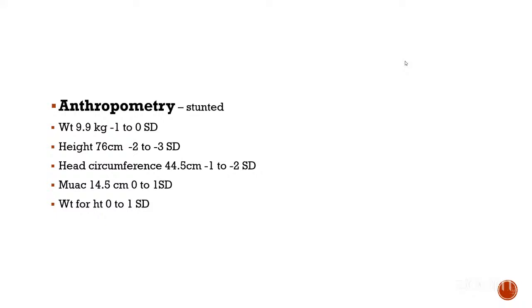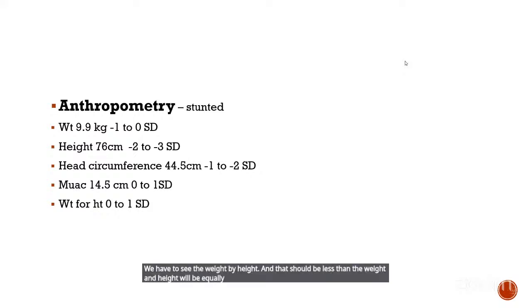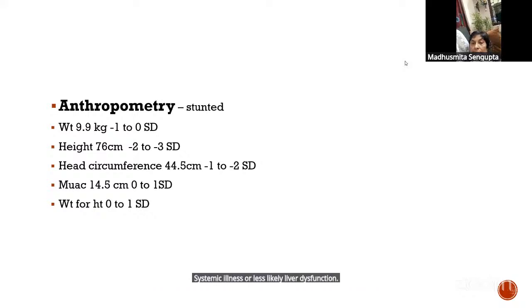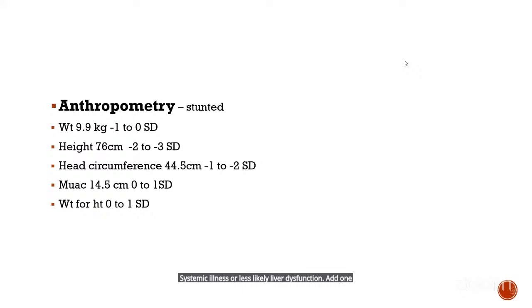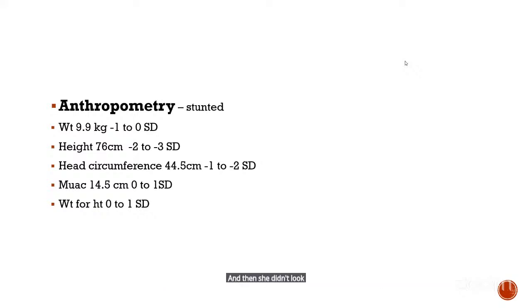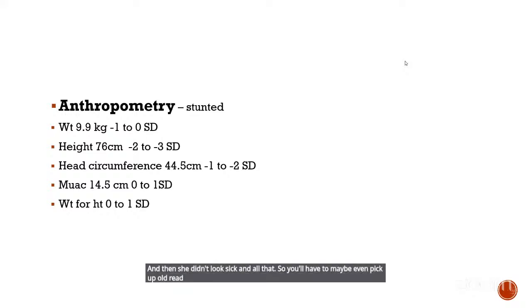We have to see the weight by height. The weight and height will be equally affected if we take out the edema weight and see the actual one. So weight and height is equally affected, then that is not chronic systemic illness, so less likely liver dysfunction. Add one word that if weight and height are similar centiles, it's likely to be constitutional. And then she didn't look sick and all that. So you'll have to maybe even pick up old readings and show that she's always been on that curve, right? Okay.